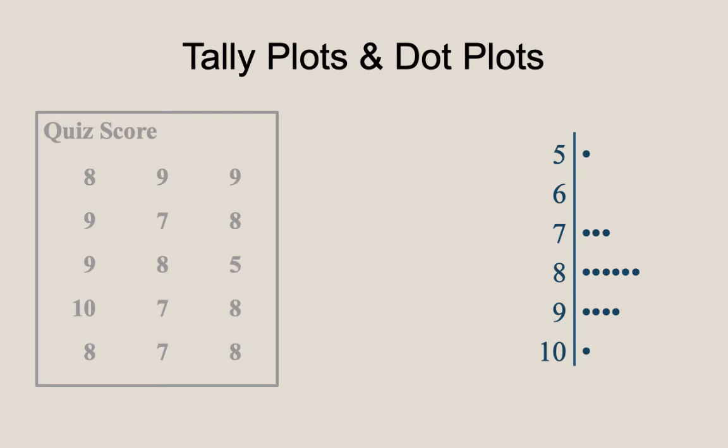You may note that the mark used for the tally plot here was a dot instead of a traditional tally hash, a short vertical line. For rather obvious reasons, this version of a tally plot is called a dot plot. Here's what the tally plot would look like if we had used tally marks instead.